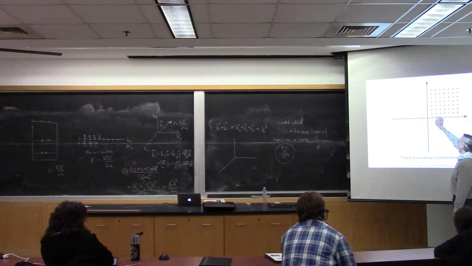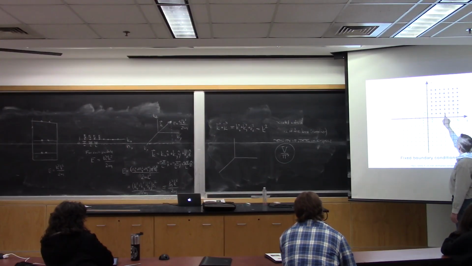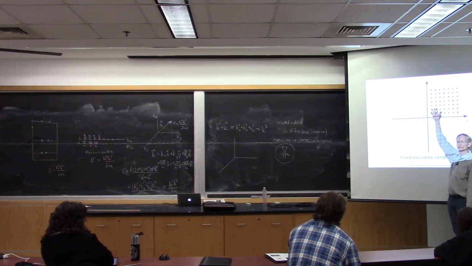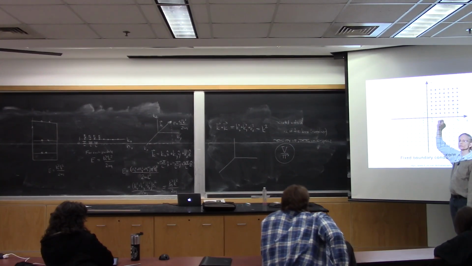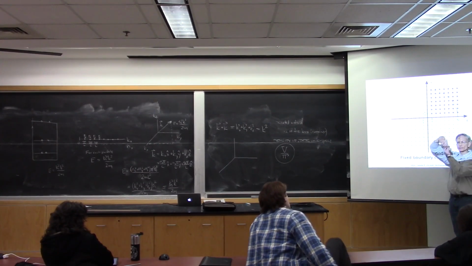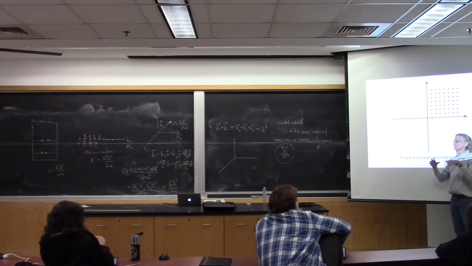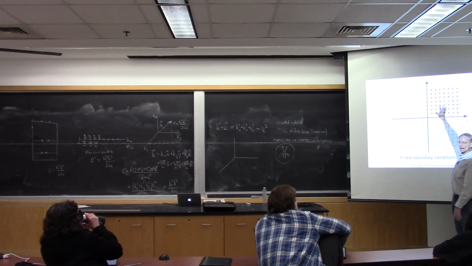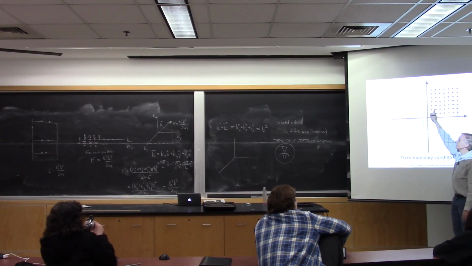So how many particles would fit in this set of states? How many states are there? 1, 2, 3, 4, 5, 6, 7, 8, 9, 10, and so on. There's a certain number of states. How many particles could fit in there? That times 2, because each state can hold 2 particles with opposite spins. So for that many particles, that would be the ground state of the system.